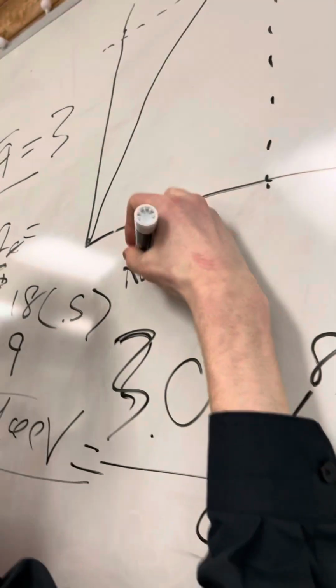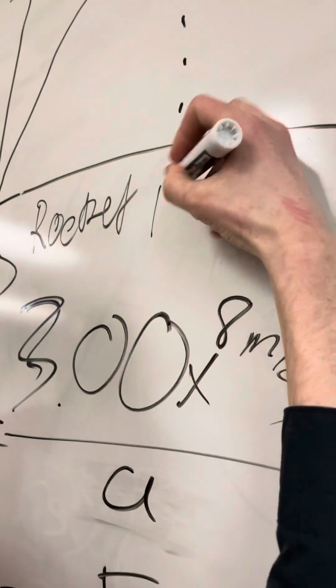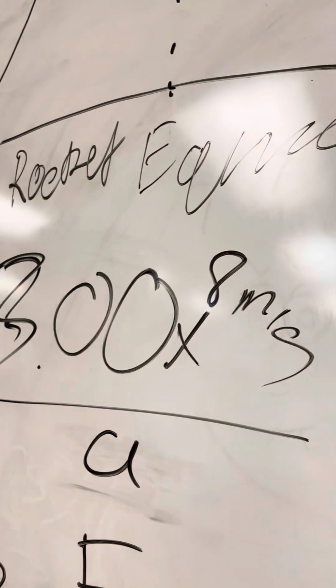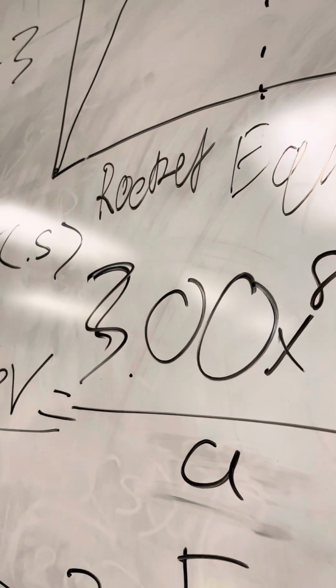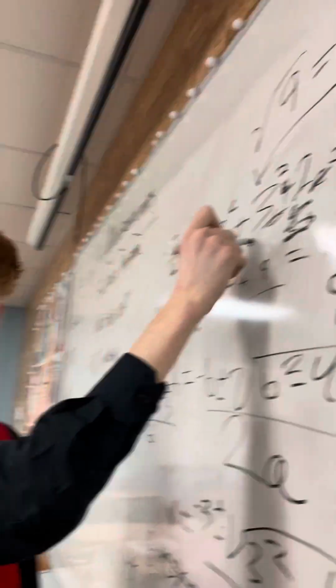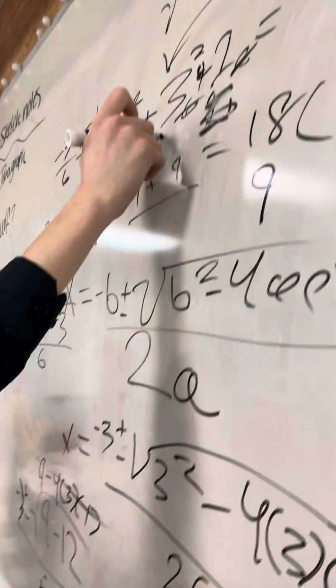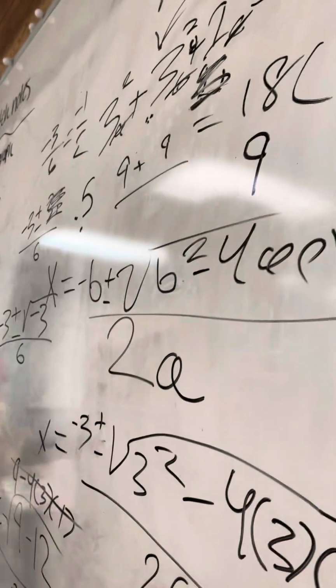Alright? So we come back to this. Rocket equation. So rocket equation. But that brings it back to this. And what does this equal? Apple. This equals 6. Alright.